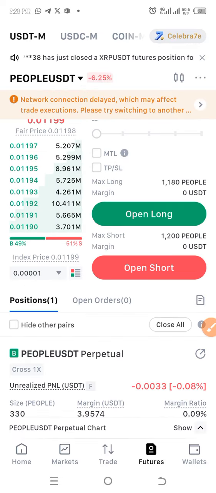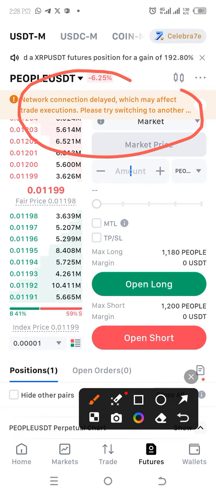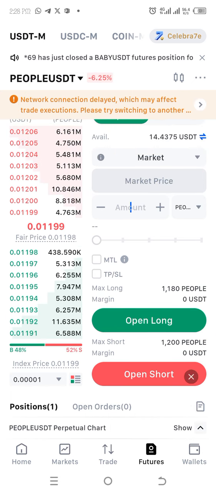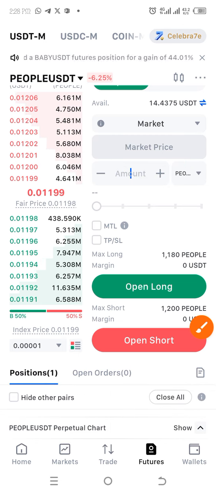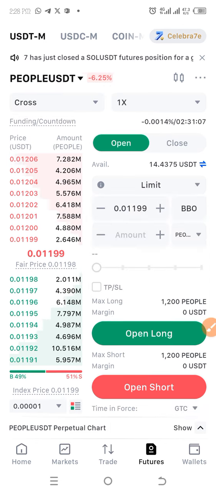Let me go here. I'll come here to limit. Look at the network I'm talking about. Their network is very bad always. So I will now just press here. I will change this from market order. You see, when I wanted to place a trade, I use market order to execute the trade instantly. But I will now change this, go to limit order.